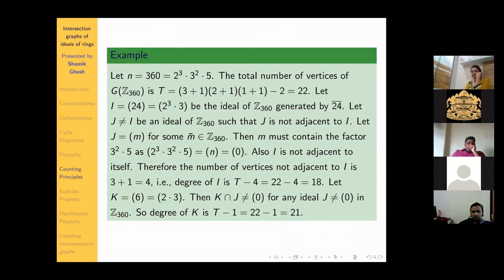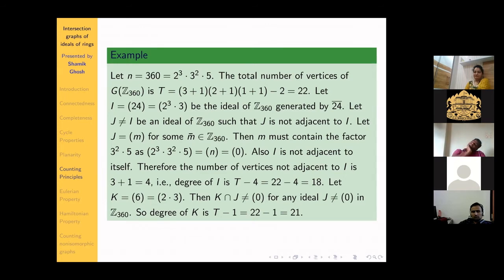So its degree is 22 minus 4, total there were 22 vertices. 4 vertices are not adjacent, so its degree is 18. And in a similar way, if we want to count for the vertex 2 into 3, that is 6, all vertices are adjacent to it except itself, so its degree is 21.